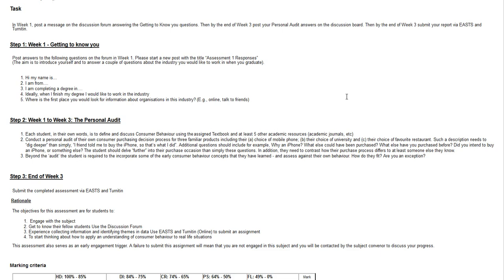Okay, so basically why we want you to do this assignment is to start to engage with the subject, get to know your fellow students, and start to think about how to apply your understanding of consumer behaviour to situations that you really understand.